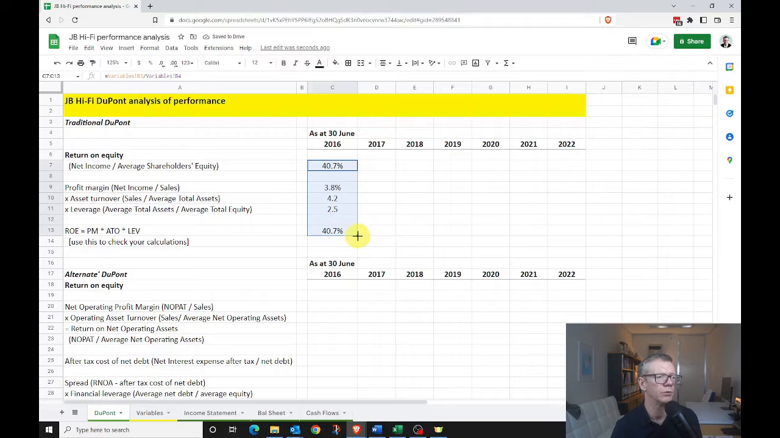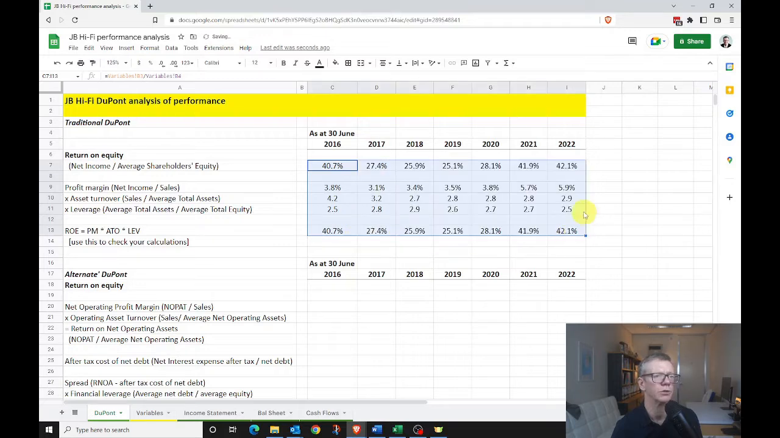What I can now do is drag that across, and I've got my return on equity and its component measures for JB Hi-Fi for the last 6 or 7 years. And again, what this allows us to do is determine if we see a change in ROE. So during 2021, 2022 and the pandemic, there was a large increase in ROE.